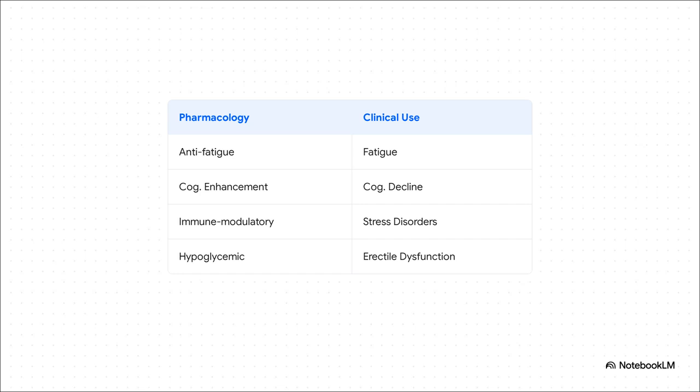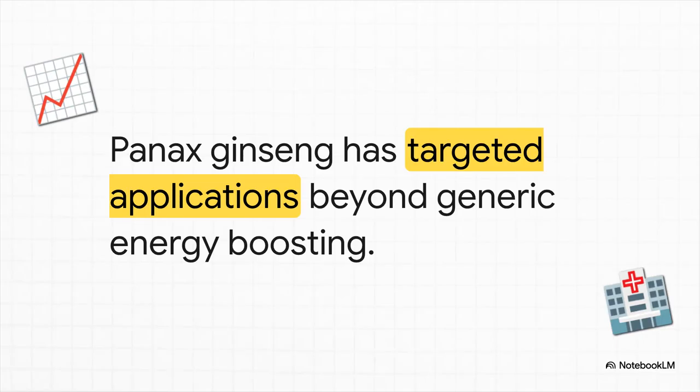And this is fascinating. Its hypoglycemic effects, which influence insulin sensitivity, are clearly linked in the clinical data to treating erectile dysfunction. It's just a perfect cause and effect relationship between plant chemistry and human health. What you should really take away from all this is that panax ginseng has targeted clinical applications extending far beyond just a generic energy boost. Grounded strictly in the science, the data shows targeted utility for some pretty complex, serious conditions. We're looking at a substance with genuine medical utility for everything from severe stress-related disorders to age-related memory decline. It absolutely demands to be taken seriously.